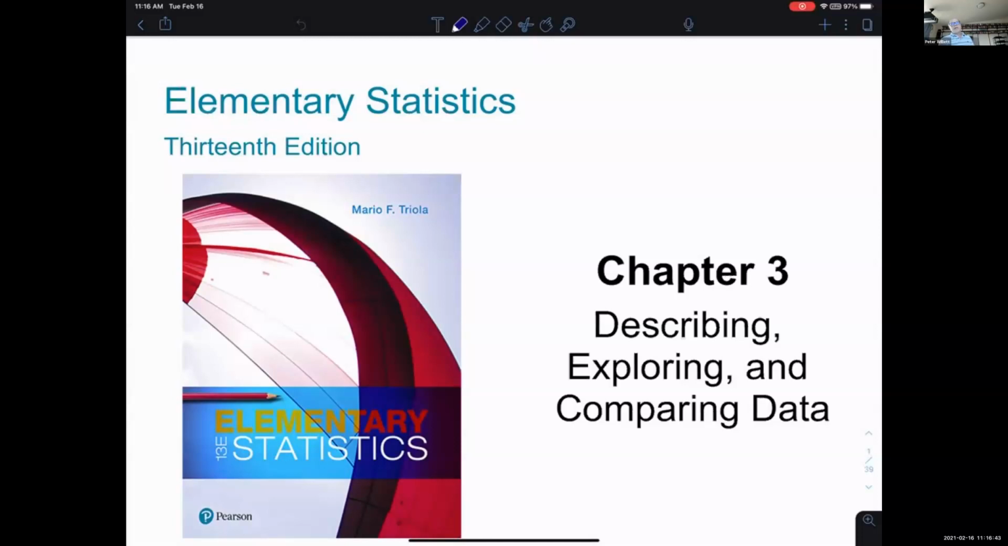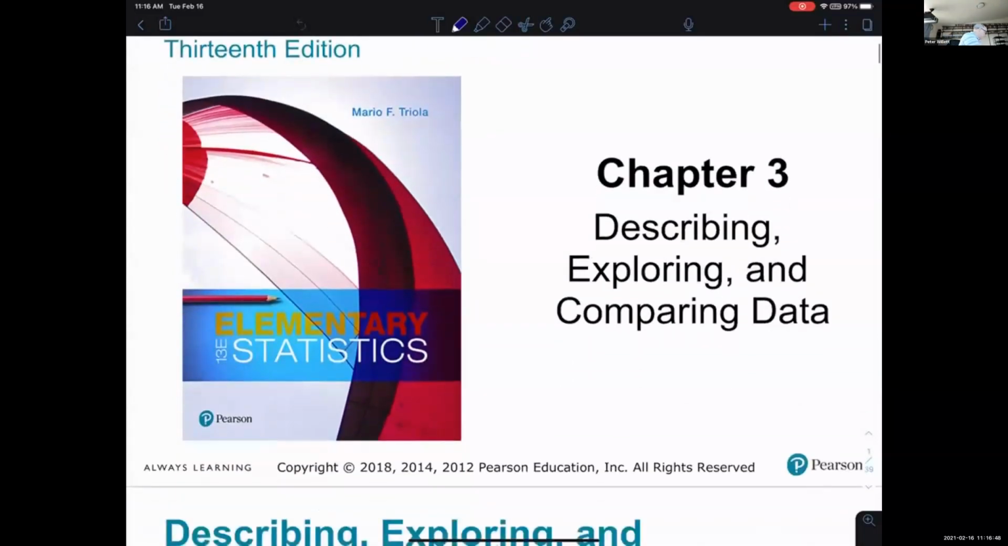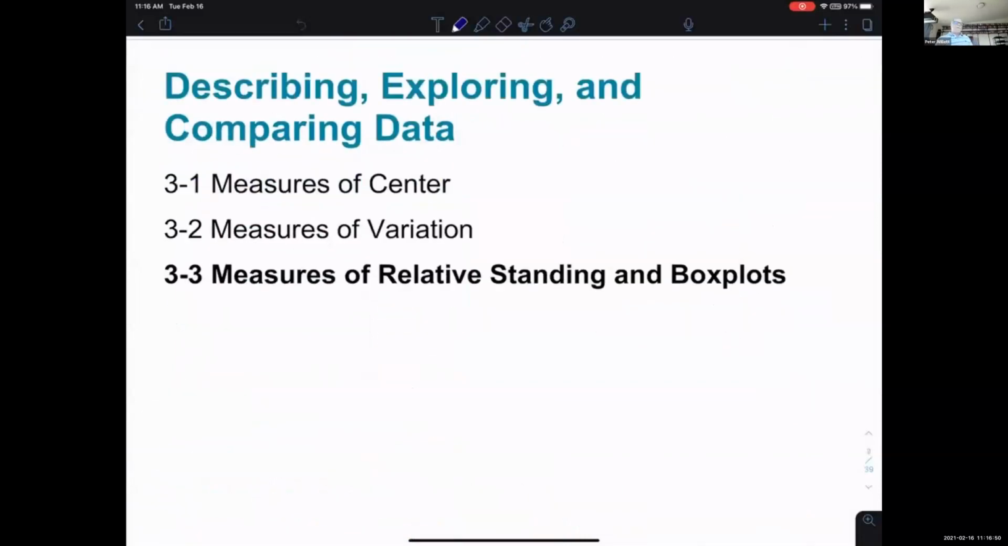So again, chapter 3 is describing, exploring, and comparing data. In the first section, we introduced measures of center, which were things like mean, median, ways of having a calculation that gives an answer that's around the middle of what we expect for the data values. Then we looked at measures of variation, and the key thing was standard deviation is the most important. There are other things like range, but standard deviation was very, very important.